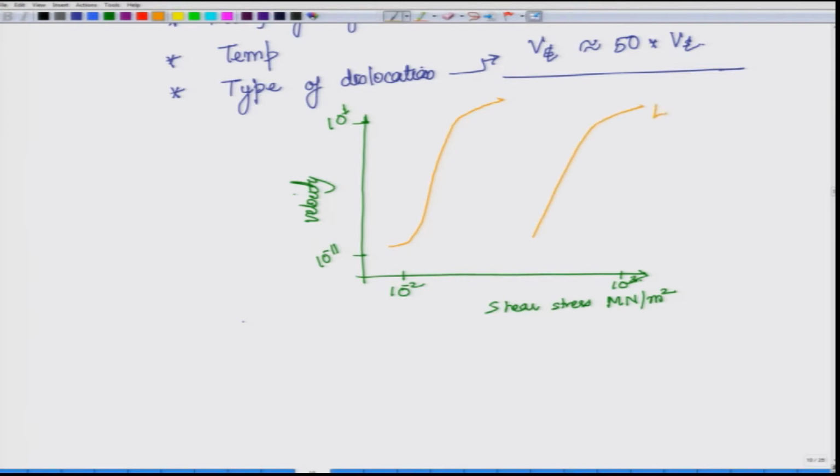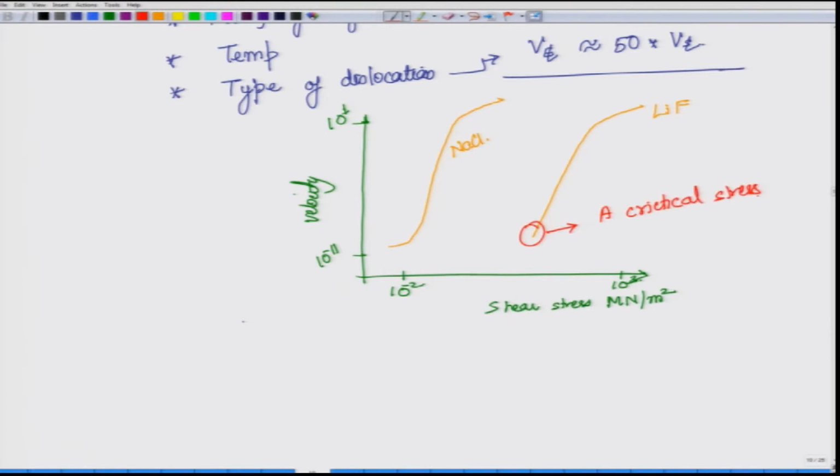So, this is lithium fluoride, this is NaCl. Now, when you look at this velocity as a function of shear stress, there are two important aspects that need to be understood. Over here, what you see is that a critical stress is usually necessary.